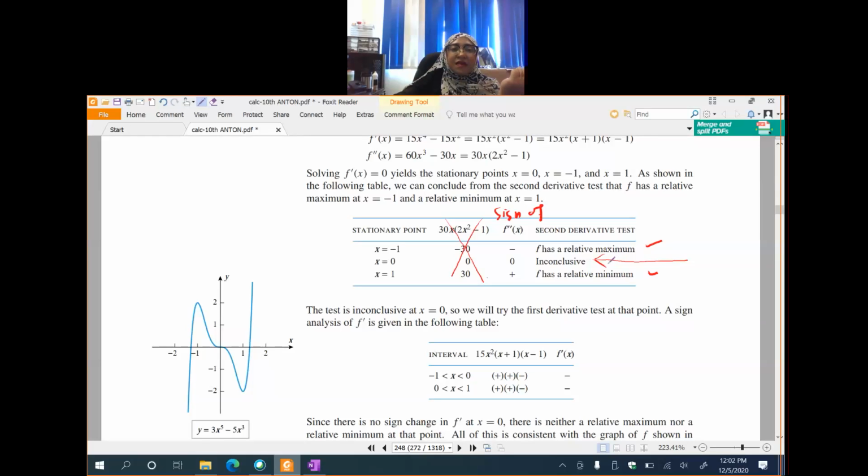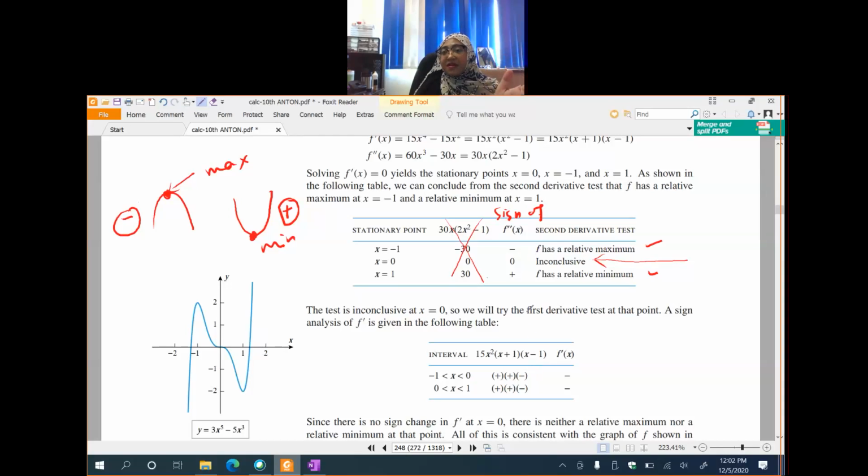If it is negative, then we know it is concave down, so it will be a maximum. If it is positive, it's concave up, and concave up means that it is a minimum. So this is for the positive and this is for the negative. For 0 it's inconclusive, you have to proceed with the first derivative test.